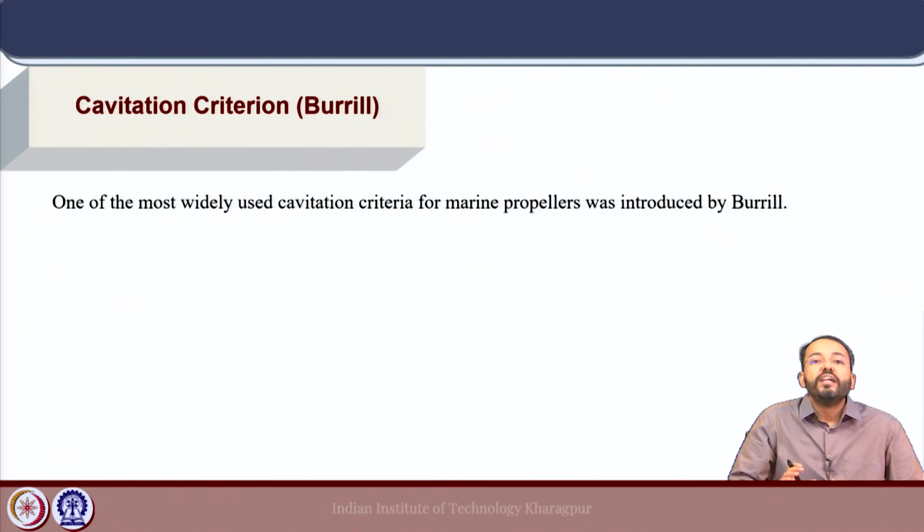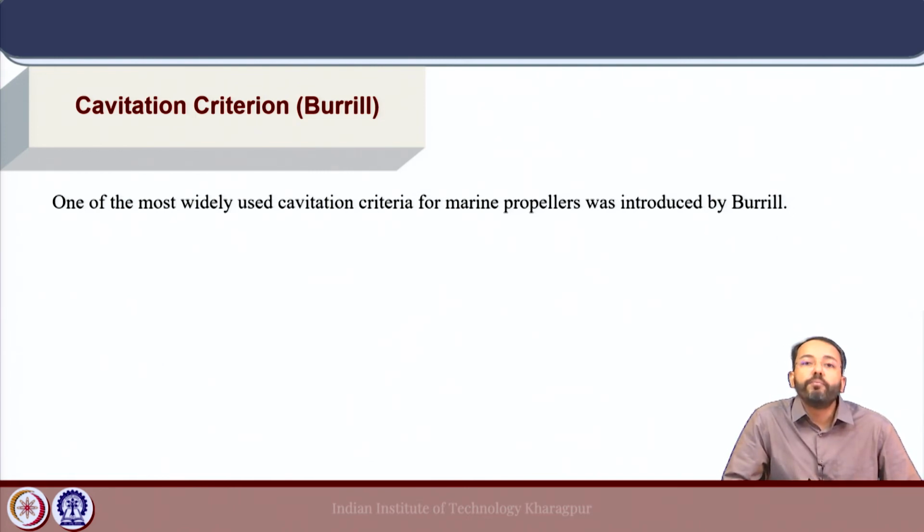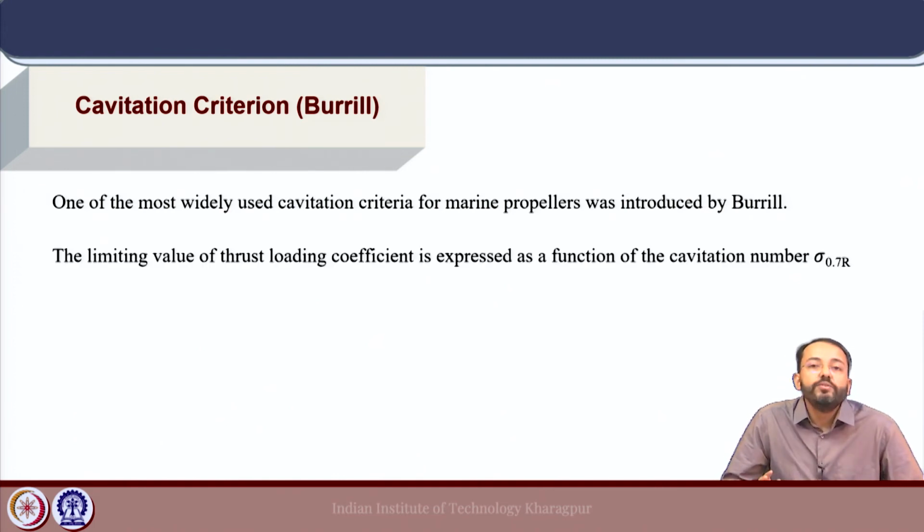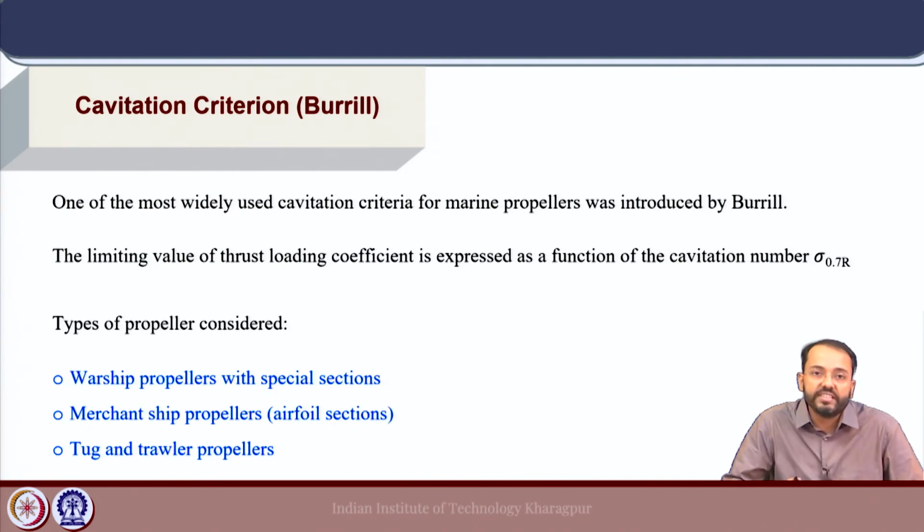Now, we will look into a cavitation criterion that is used for marine propellers and extensively used for propeller design to get a design within a certain range, so that the probability of cavitation occurrence is minimized. One of the most widely used criteria was proposed by Burrill, and it is expressed by the thrust loading coefficient of the propeller blade as a function of the cavitation number at 0.7 R, which is the reference section.